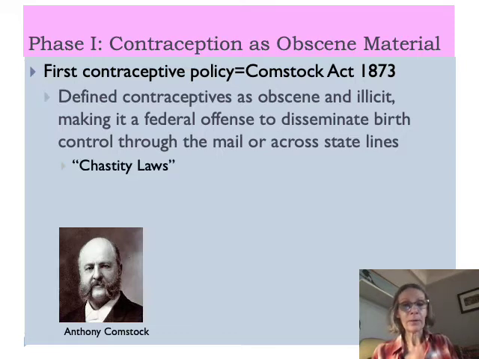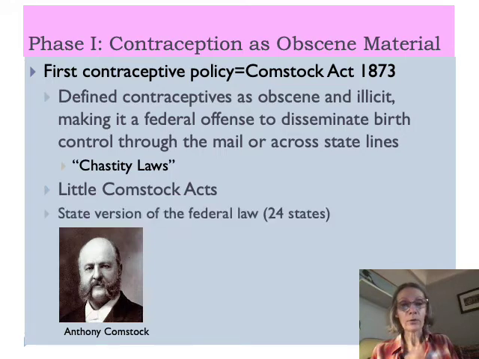It was basically like, we need to bring chastity back to the United States. It was considered the chastity law. We need to make a consequence for having sex, and you can't have access to birth control. That's the only way we can bring social and sexual purity back to the United States. And the states got on board with this as well, and they adopted a bunch of little Comstock acts that prohibited the production and the dissemination of birth control and information about birth control. Those state versions of the federal law were adopted by 24 states.